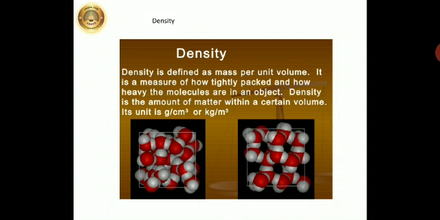Now let us study the density. Here you can see two pictures. In the first one, the molecules are tightly packed, whereas in the second, they are loose. So density is a measure of how tightly packed and how heavy the molecules are in an object. It is the amount of matter within a certain volume, and it is measured in grams per cubic centimeter or kilograms per cubic meter. Now we will study the density of the seawater.